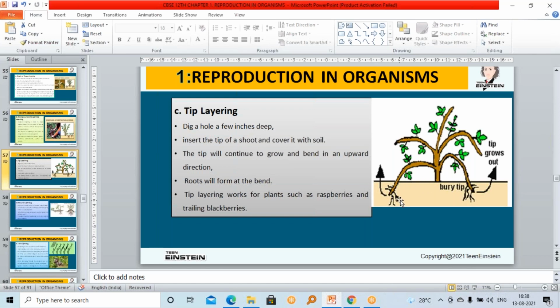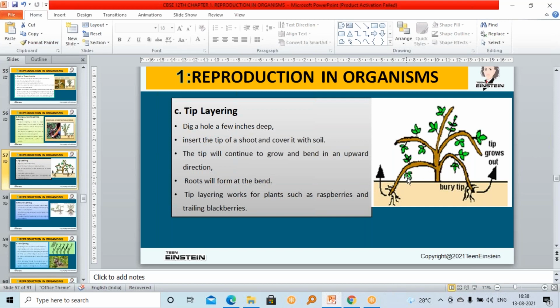Then leaving for few days. Then these tips will grow continuously. We have inserted the tip, so that will grow continuously and it will bend upward. Then at the bend, where it is bent, in that portion root formation will take place.